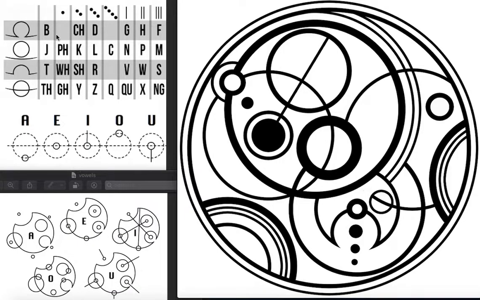Here's a BE, because this is a B stem. Here is a JE, because J stem. Here's a TE, because T stem, and THE, because TH stem. Anyway, let's go ahead and look at this design.